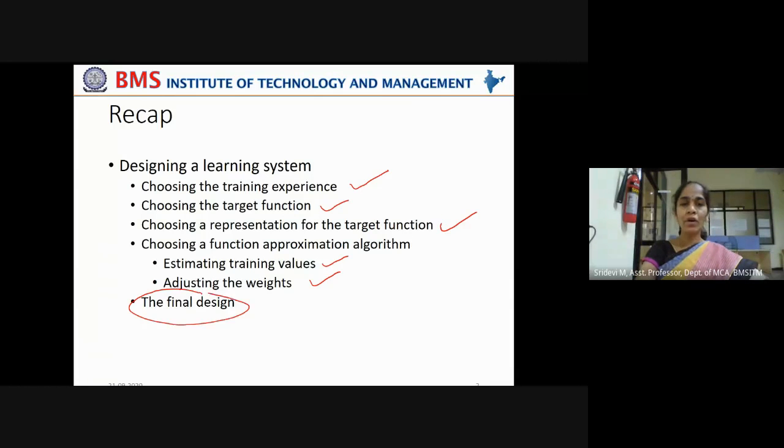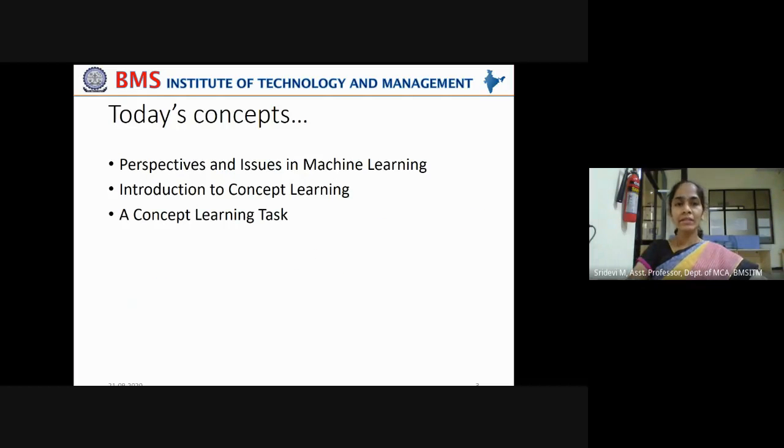And finally, we saw how a final design can have general concepts like a performance system, critic, experiment generator, and generalizer, how all these components work together to make a machine learn about some concept, right? So these are the topics we have covered so far, and in today's class we are going to understand what are the perspectives and issues in machine learning, and also let me give a brief introduction to concept learning and also an example of concept learning task, right?